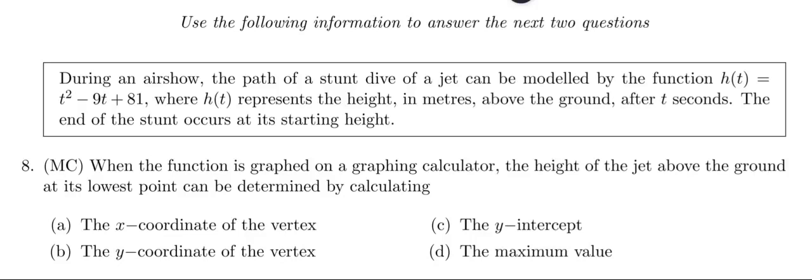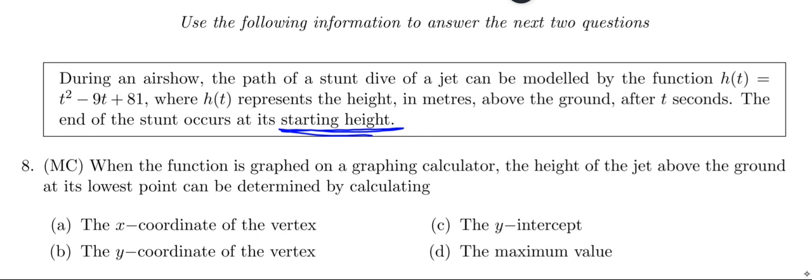So this question says that during an air show, the path of a stunt dive of a jet can be modeled by the function h of t is equal to t squared minus 9t plus 81, where h of t represents the height in meters above ground after t seconds. The end of the stunt occurs at its starting height. Okay, and so that right there, that's important information. So basically the jet goes back to the height that it started at.